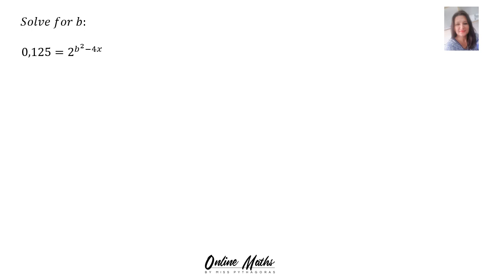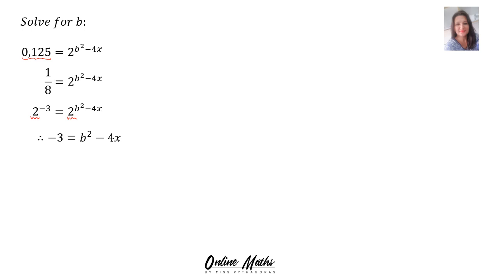Solve for b. And then in this equation, now there's this decimal 0,125. But 0,125 is exactly the same as an eighth. And then an eighth, you can write it as 2 to the power of negative 3 is equal to 2 to the power b squared minus 4x. And then you find there's a base 2 on the one side and there's a base 2 on the other side. Therefore, bases are the same. We can equate exponents. Minus 3 is equal to b squared minus 4x.